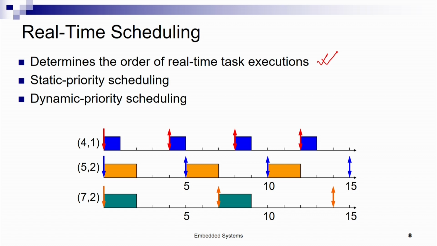The scheduling algorithms can have static priority or dynamic priority, meaning that if the priority of the task does not change at runtime, the priority or the relative importance of a particular task with respect to other tasks, in terms of getting the processor for execution, remains fixed during execution at runtime, it is called a static priority scheduling algorithm.